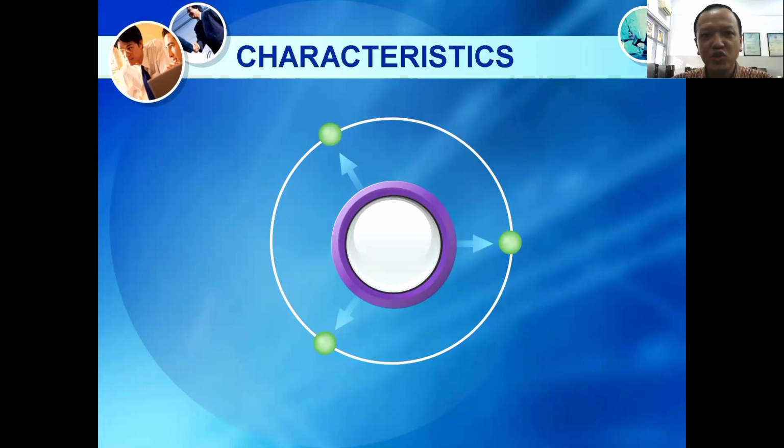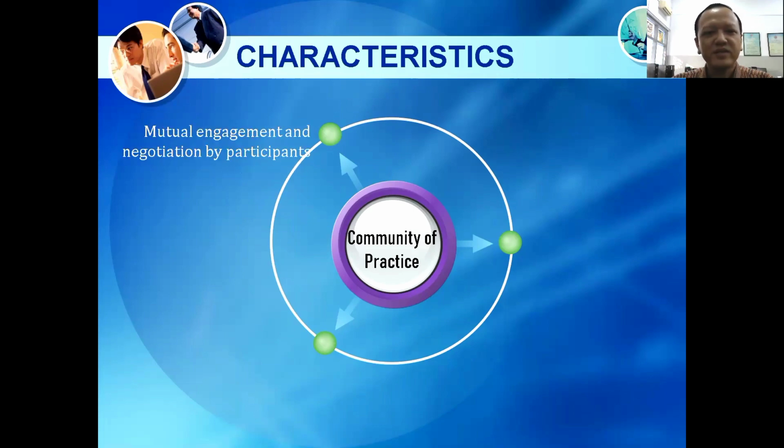Based on the two studies, we come to the characteristics of a community of practice, a community of teachers. The first one, it needs mutual engagement and negotiation by participants. The second, involvement in a joint enterprise. And the third one, a sharedness of repertoire or performance.